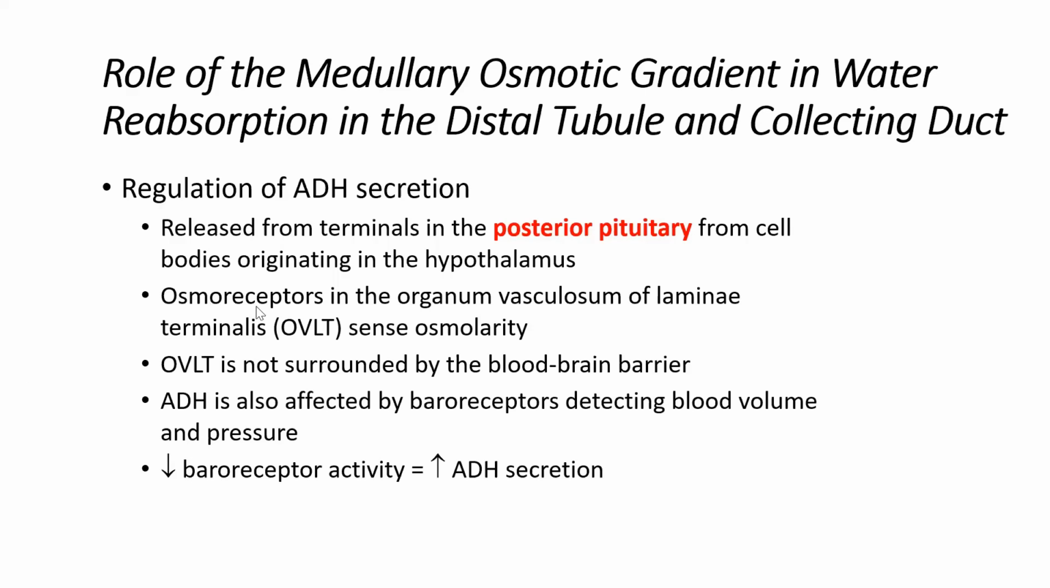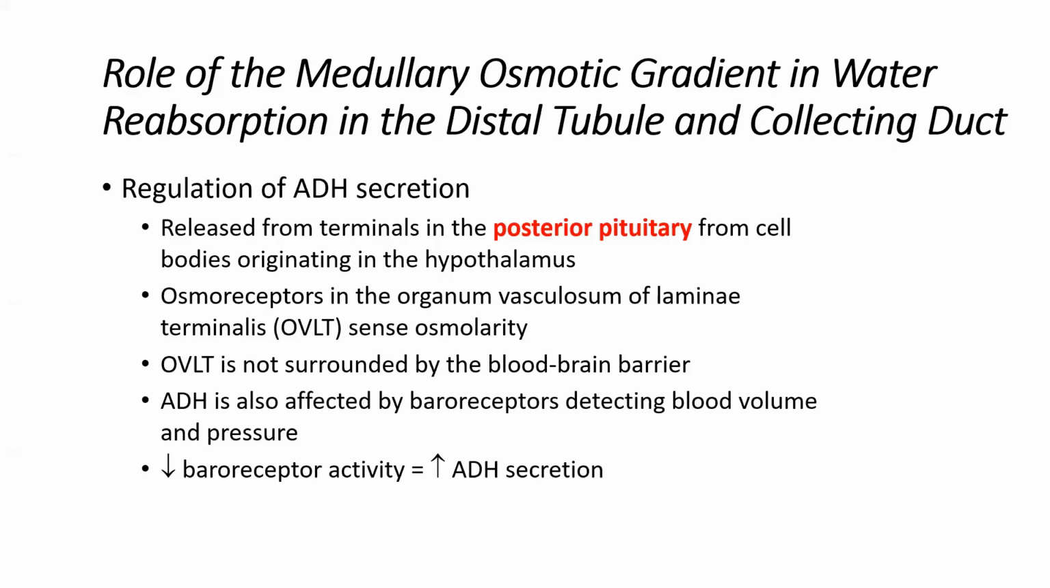First is the osmoreceptor. So the osmoreceptors that are in the organum vasculosum of the lamina terminalis, really fancy terminology there, sometimes known as OVLT, also known as VOLT. So you may read this in other literature that says VOLT. Organum vasculosum actually translates to vascular organ, so vascular organ of the lamina terminalis. So a couple different terms there for that structure.